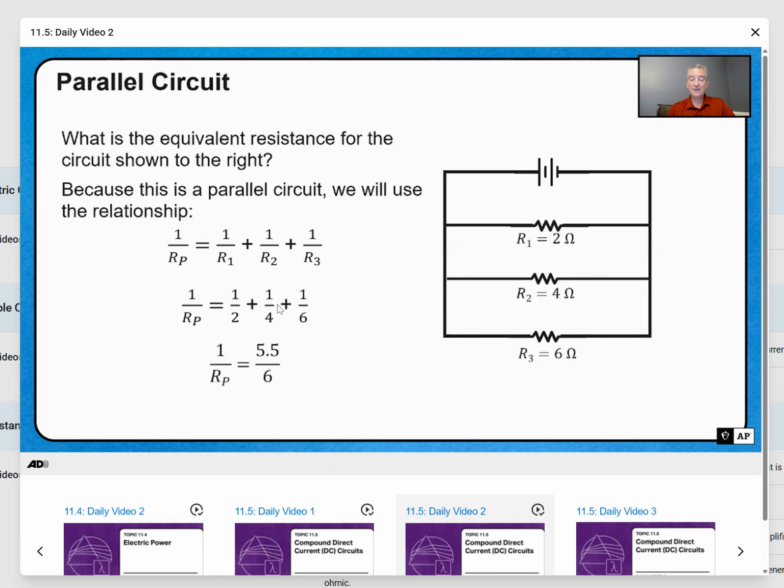But there's one more step that we want to do. We want to find what the equivalent resistance is of the circuit. In other words, what's the value of a single resistor that I could use to replace the 3 resistors in our given circuit? So in order to do this, I need to do one more step. I want to take the reciprocal of 5.5 over 6, which will then tell me the value of R sub P, or my parallel resistance. So I'm going to hit that reciprocal button one more time on my calculator, and I will find that R sub P is equal to 1.1 ohms.